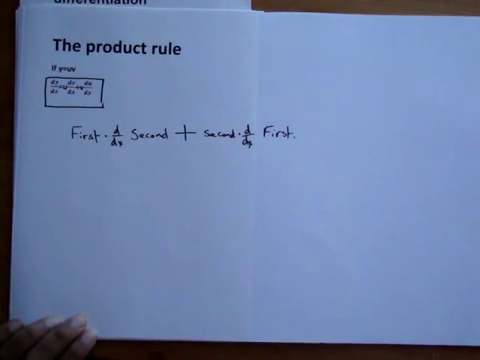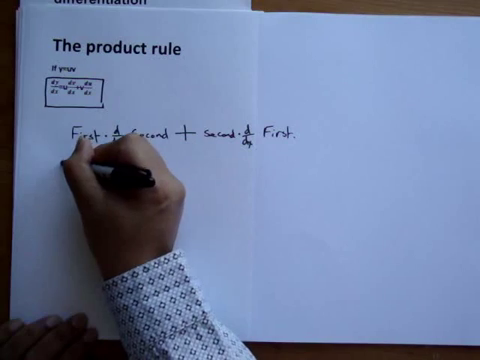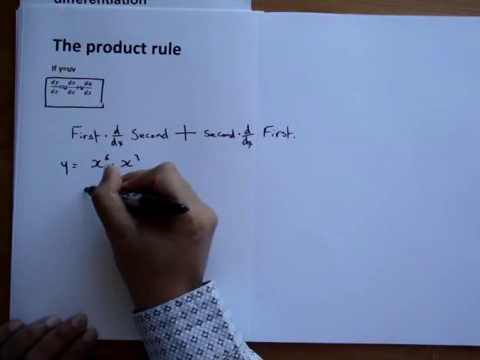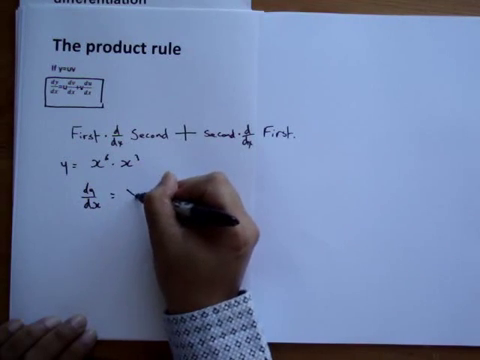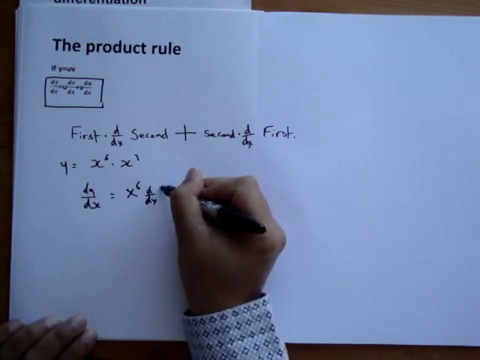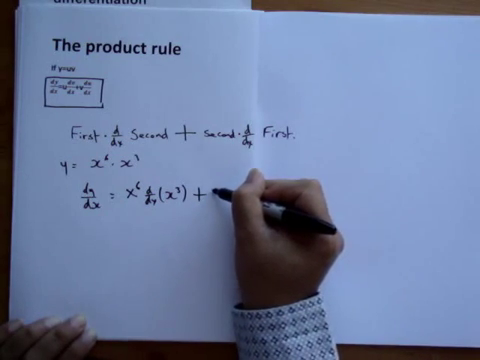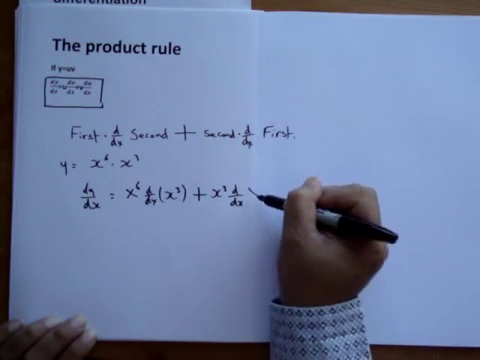So let's just use the one we did before, x to the 6 multiplied by x to the power 3. So that was x^6 times x^3. So dy by dx. So the first, leave that as it is, then the second term, which is x^3, plus the second term, which was x^3, and d by dx, the first term, which was x^6.